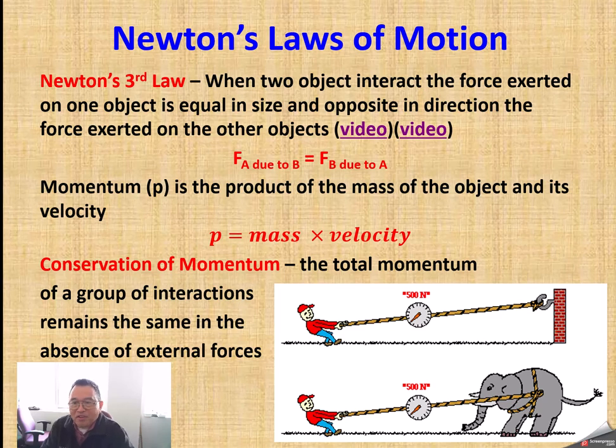Newton's third law of motion. Newton's third law of motion says when two objects interact with each other, the force exerted on one object is equal in size and opposite in direction to the force exerted on the other object.